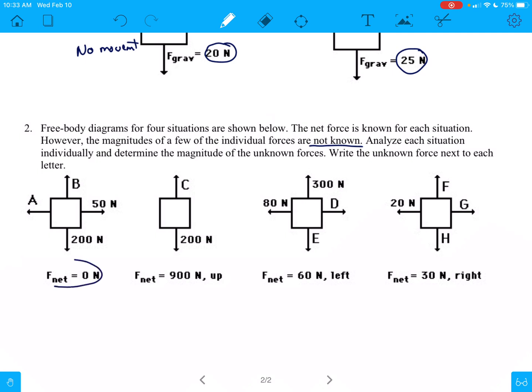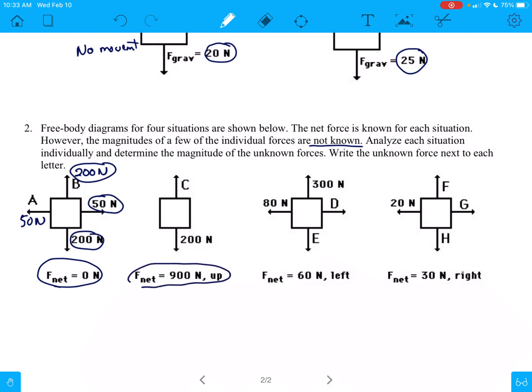So we know that there's going to be 0 net force when it's all said and done. That means A has to be the opposite of this, right? So this one has to be 50 newtons. We have to have 50 on both sides. This is 200 newtons down here, which means this guy has to be 200 newtons up here because we have 0 net force when it's all said and done, right? Okay, so that works.